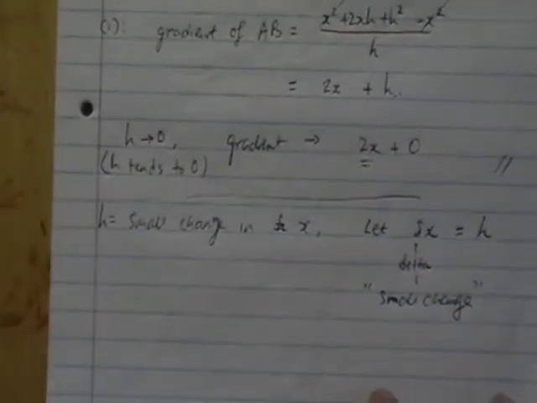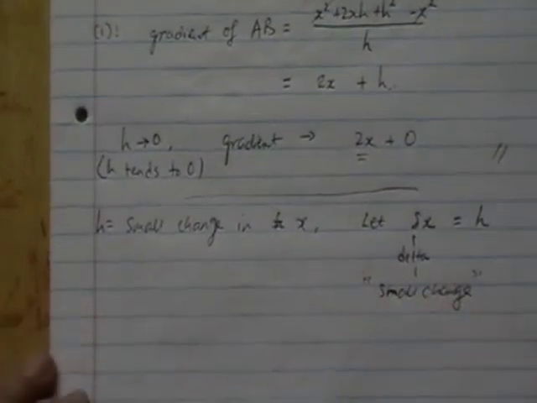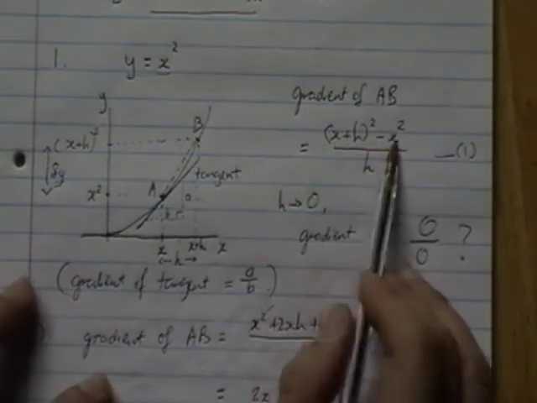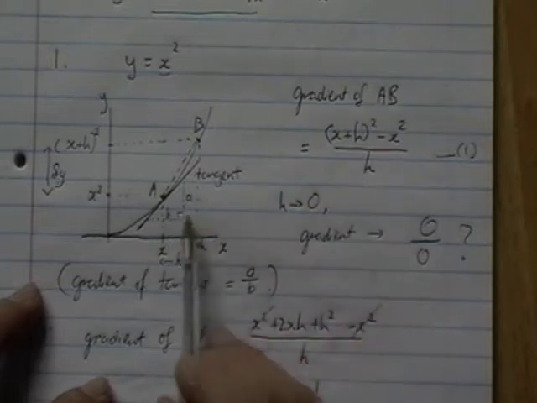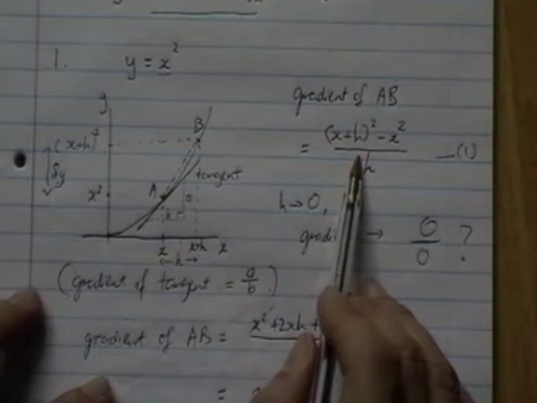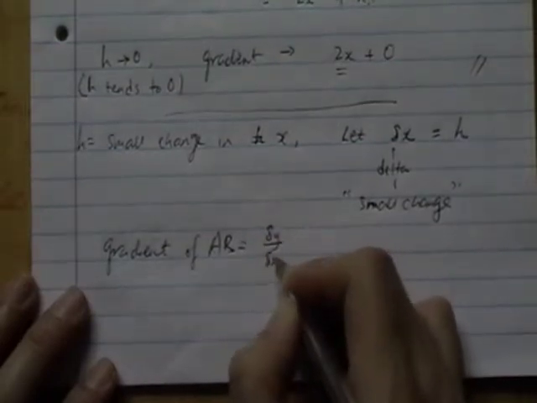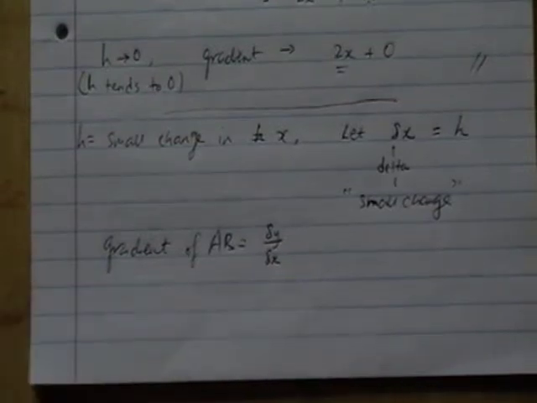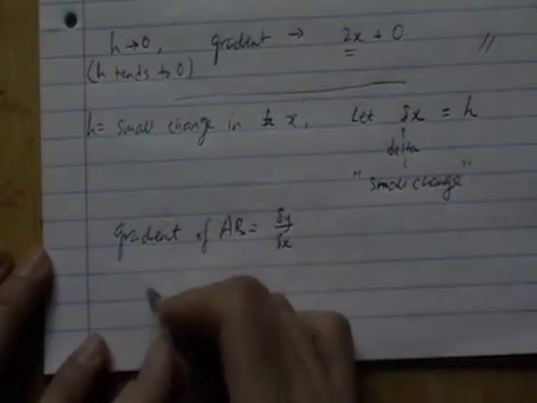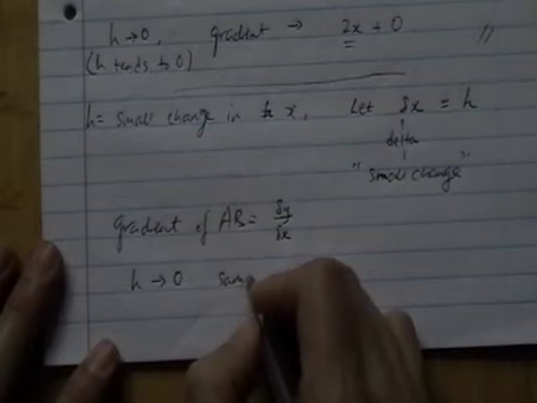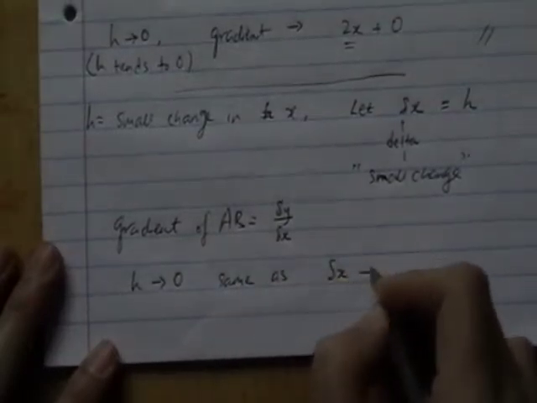Okay. So therefore, if I think of the gradient again, the gradient of AB, I've written it down as the vertical distance from A to B divided by the horizontal distance from A to B. But now I know that I can think of this vertical distance as the change in y, and the horizontal distance h as the change in x. So therefore, I can write the gradient as the change in y divided by the change in x. Okay. So this idea that h tends to 0, I can also think of as the same as writing delta x tends to 0.